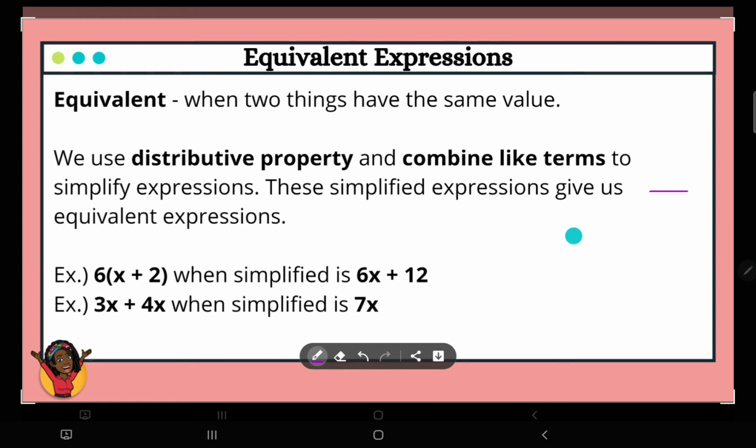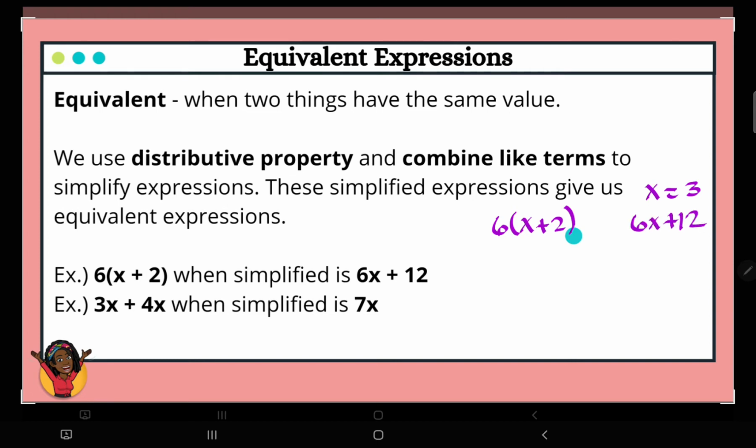Now let's use x equals 3 to help us prove that these two scenarios are indeed equivalent. So if I have 6 times the sum of x plus 2, and I have 6x plus 12, and I substitute 3 for x, these two should be equal. So let's go ahead and do that.